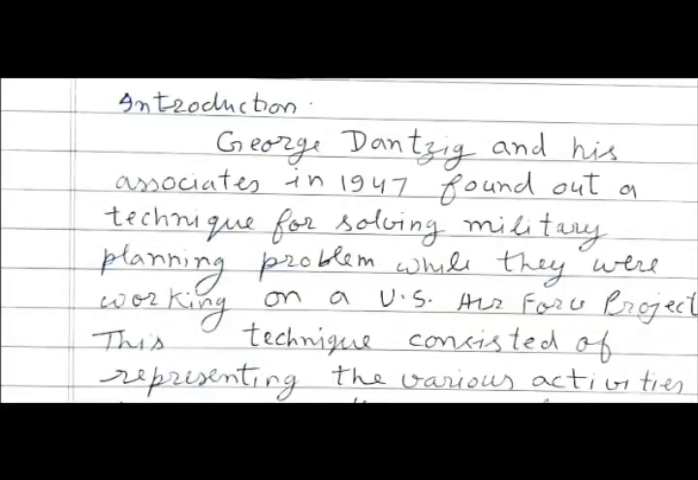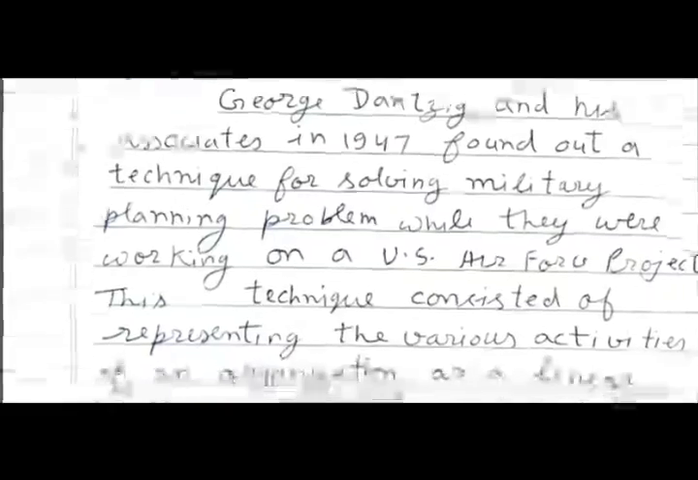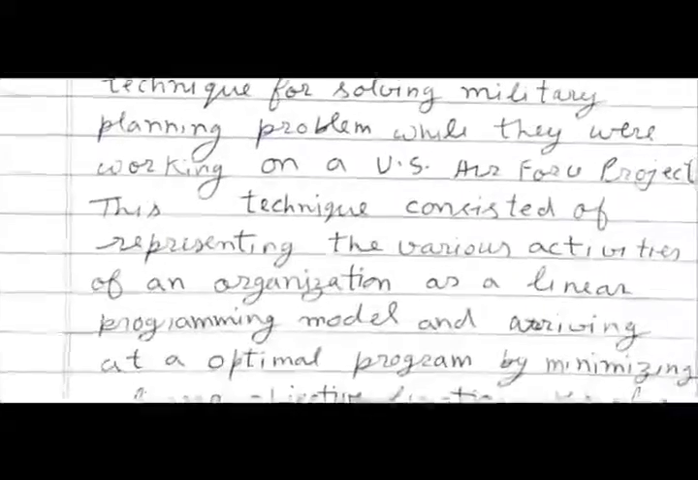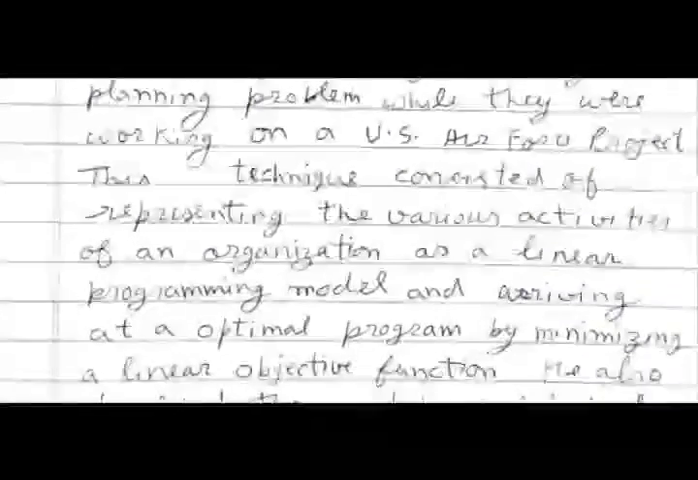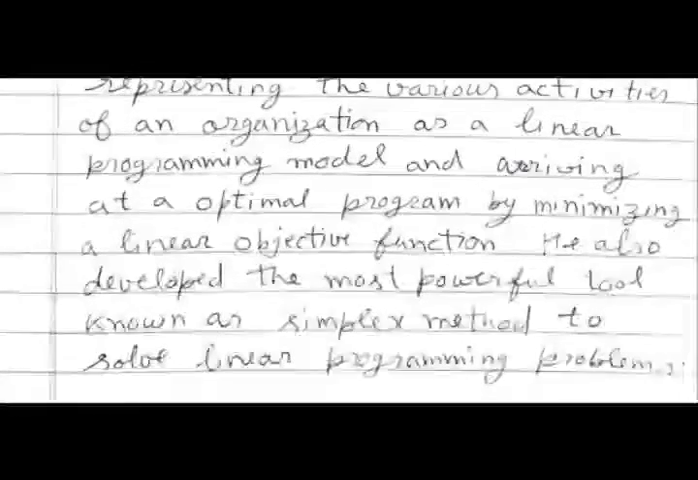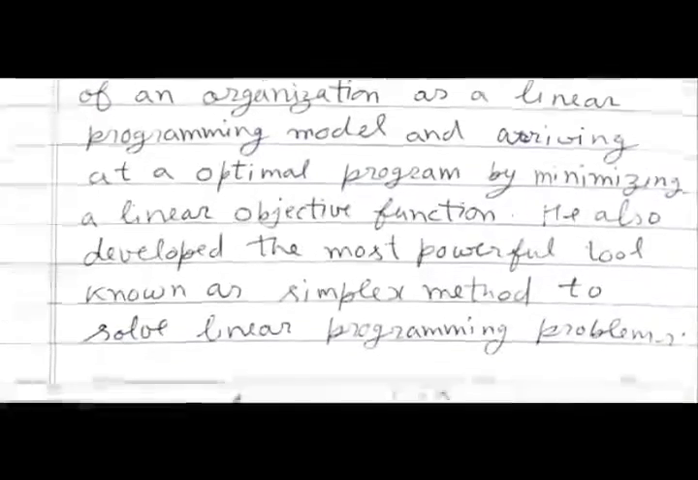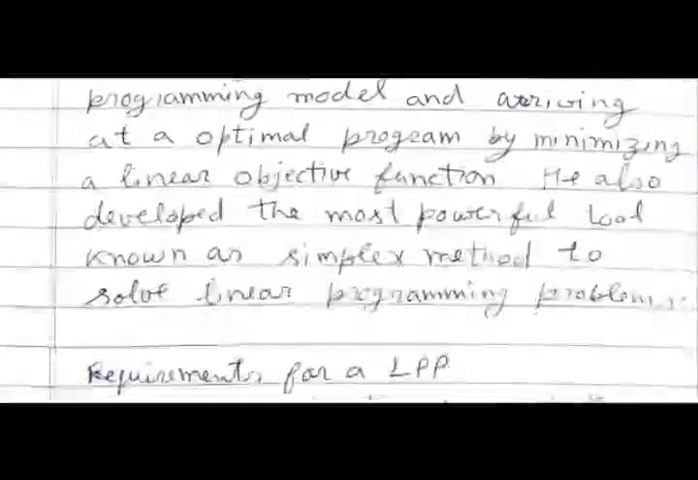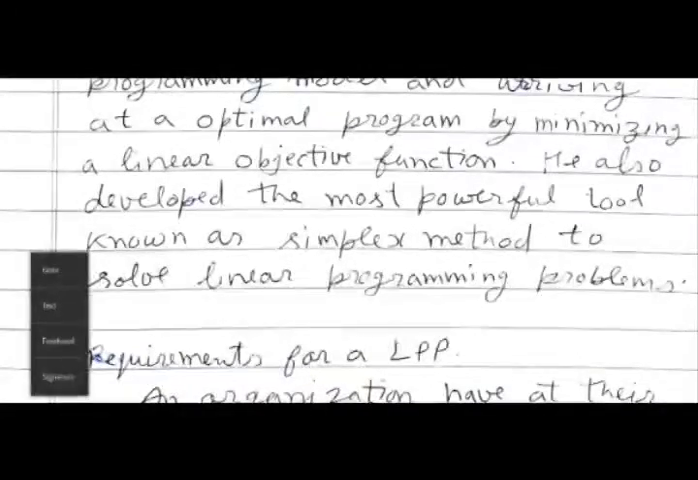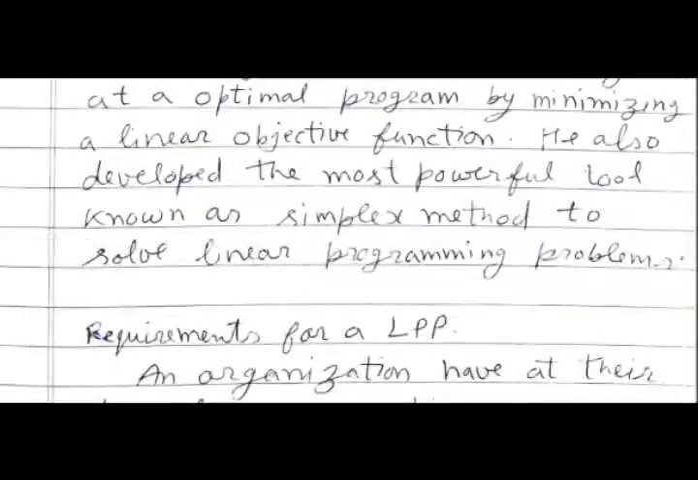George Dantzig and his associates in 1947 found a technique for solving military planning problems while they were working on a US Air Force project. This technique consisted of representing the various activities of an organization as a linear programming model and arriving at an optimal program by minimizing a linear objective function. He also developed the most powerful tool, known as the simplex method, to solve linear programming problems.